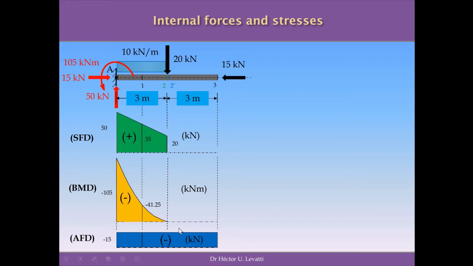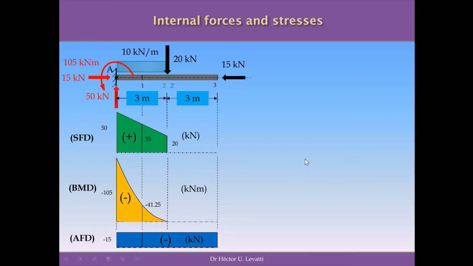where we have the maximum shear force as well. The compression is constant, equal to 15 kilonewtons, the value of the only horizontal force applied to the structure, and is constant along the whole length of this beam. So the maximum can be considered in here as well. So we have a cross section where we have all the maximums in terms of shear forces, bending moments, and axial forces.